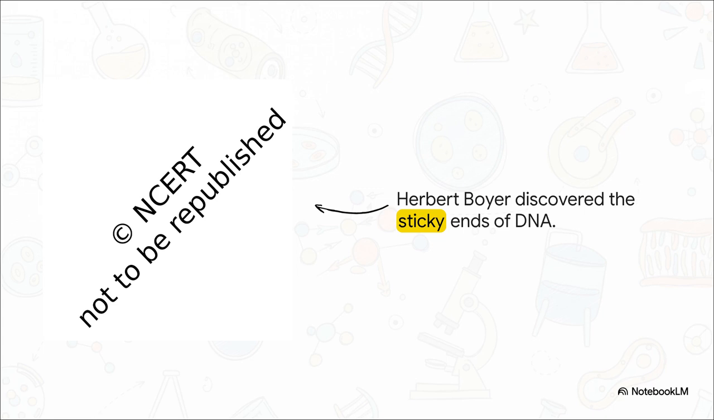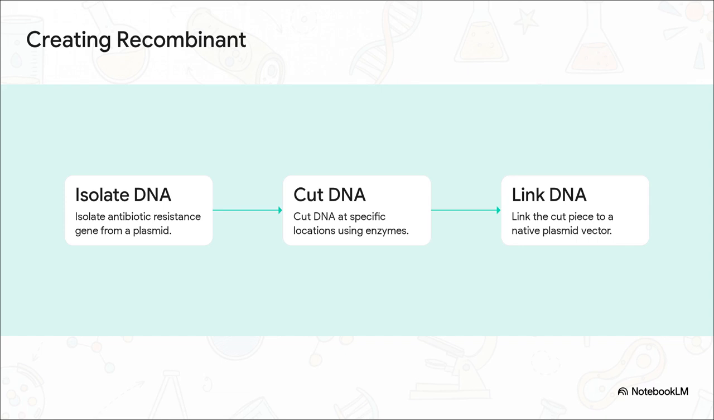Now, while at this conference in Hawaii, he happened to bump into Stanley Cohen. Cohen had been studying plasmids, which are these small, freely floating ringlets of DNA that act like microscopic delivery trucks. It was literally a match made in scientific heaven. Boyer had discovered the cutting tool, and Cohen had the delivery truck. By teaming up, they successfully constructed the very first artificial recombinant DNA molecule.